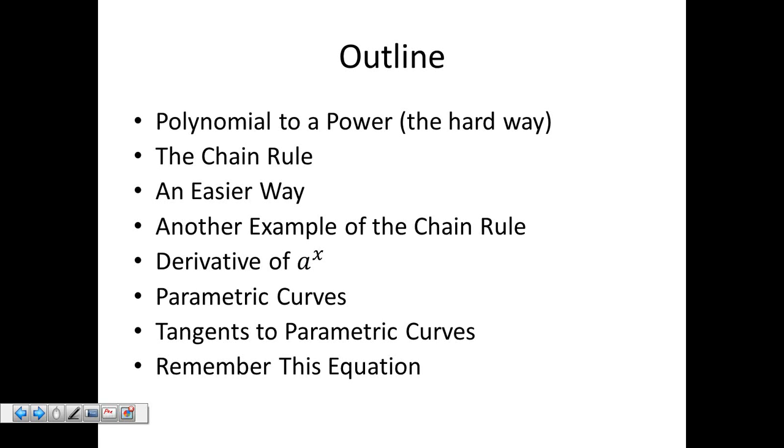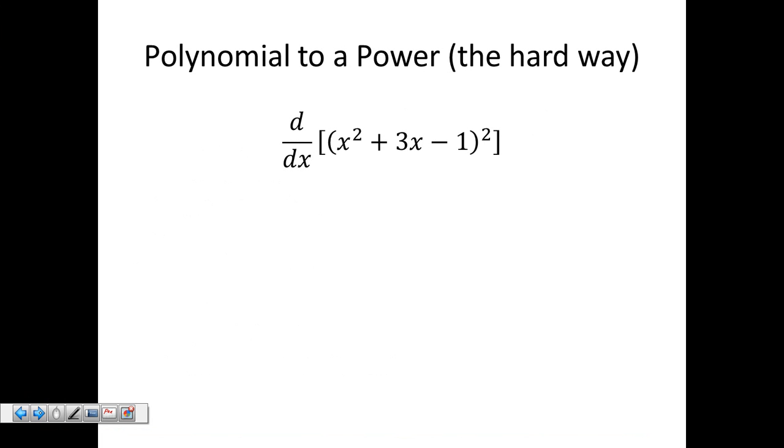We're going to learn how to take the derivative of an exponential function, a to the x, which is a lot like e to the x, but our base isn't e, it's some other number. We're going to talk about parametric curves, what the heck they are. Then we'll learn how to take a tangent line to a parametric curve, and I want to just remind you of an equation that we're going to see in this video because it's really going to become important later in the class.